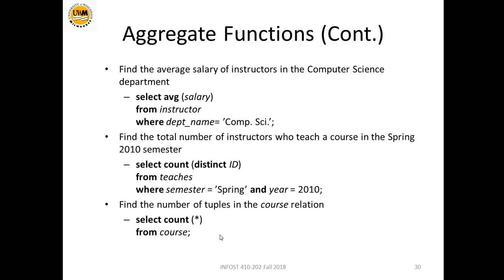We can find the number of tuples or records in a relation or table by using select count star from course, which will give me the number of all the tuples or records in that course.